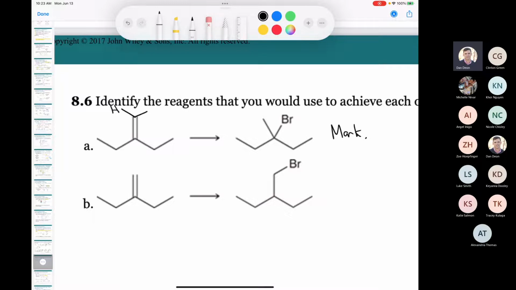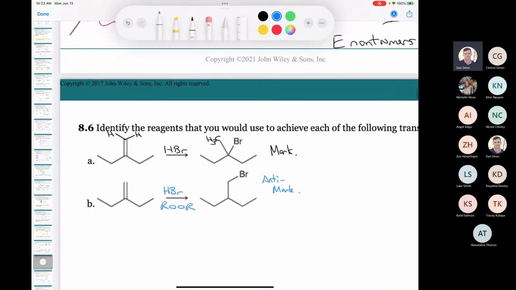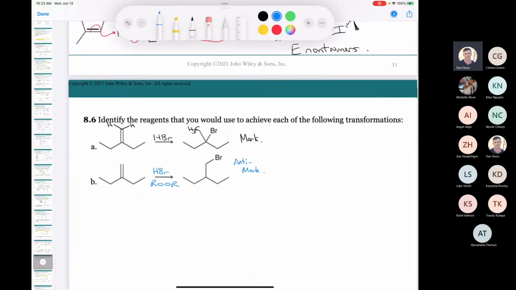This carbon has 2 hydrogens on it, and now it's got 3 hydrogens on it. So the only reagent that we would need here would be HBr, nothing else. Whereas in the one below it, this proceeds via anti-Markovnikov addition, and so we would need HBr and peroxides in order to get that reaction to work. There we go. So that covers hydrohalogenation.